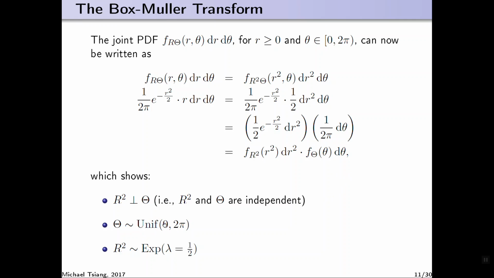And these are easy to simulate values from. Okay, it's easy to get values from the random uniform. It's easy to get values from a random exponential. Okay, so we can get random values for theta and r squared. And if we can get random values for theta and r squared easily, then we can convert them back to x and y.